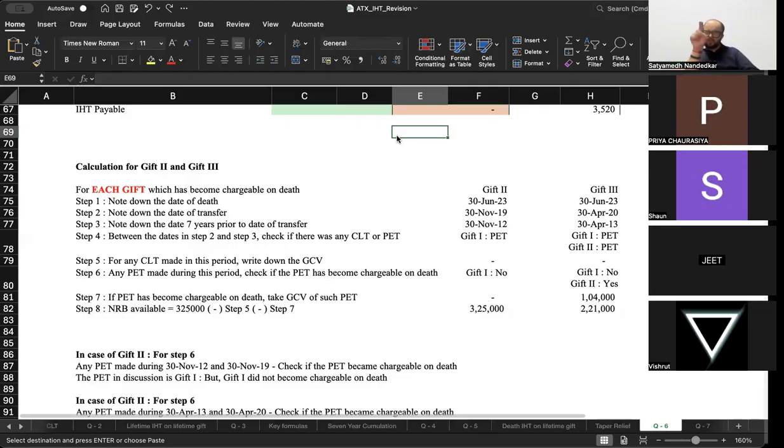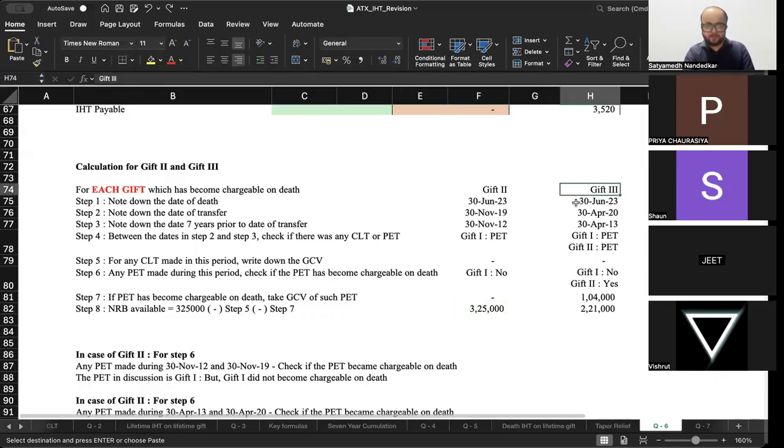Now for this 7-year period, check if there was any CLT. There isn't. Is there a PET in the 7-year period? Yes, there is a PET. Did that PET become chargeable on death? The answer is no. That PET did not become chargeable on death. So, how much is the NRB available? NRB available is 325 minus step 5 minus step 7, which is 3,25,000 here because you had nothing to subtract.